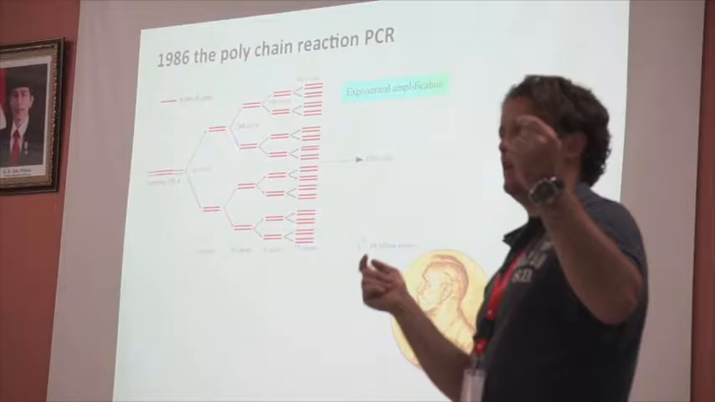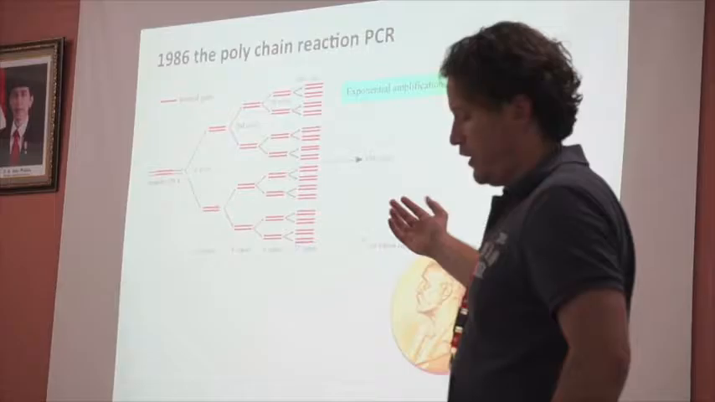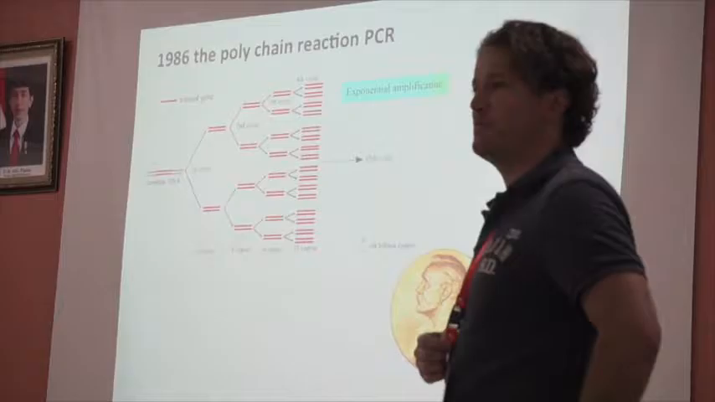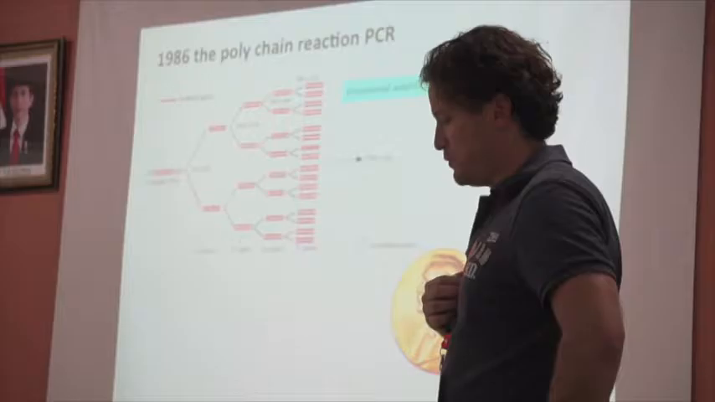And that was that you could exponentially amplify DNA by using two oligonucleotides on each strand of double-stranded DNA, and then a polymerase that extended those nucleotides. That is the famous polymerase chain reaction.